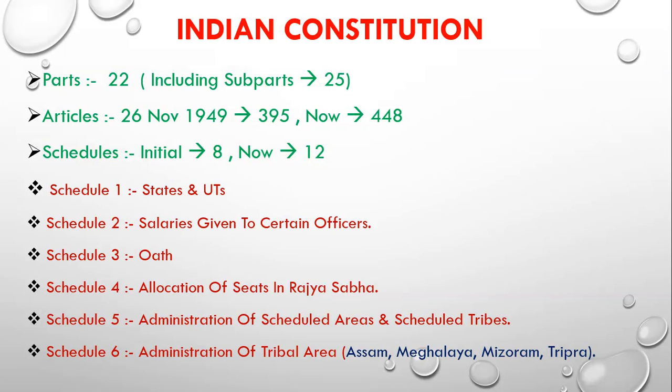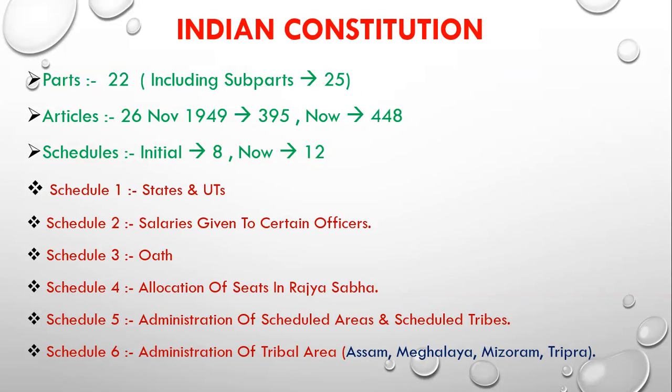Now what is Schedule 6? Schedule 6 is also administration of tribal areas. It means how to administer the tribal areas. What are the provisions to administer the tribal areas? How to govern these tribal areas? And what are tribal areas? Tribal area means an area where the population of the tribes is more in number. This is not a technical definition of tribal area. When we discuss the topic of tribal areas, we will also discuss the technical or real definition. This is a layman definition.